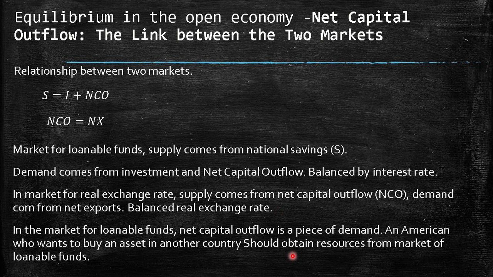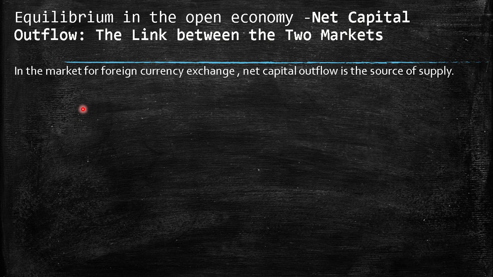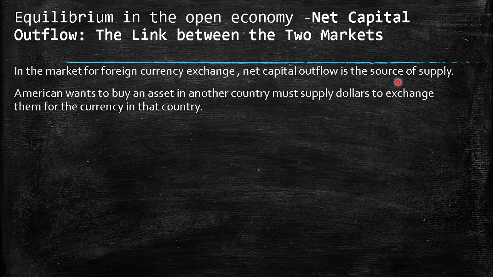So in the market for loanable funds, we have a net capital outflow, which is a piece of demand. For example, an American who wants to buy an asset in another country should obtain resources from the market for loanable funds. So for this reason, the net capital outflow is a part of demand for these loanable funds. In the market for foreign currency exchange, the net capital outflow is the source of supply. So this is different here.